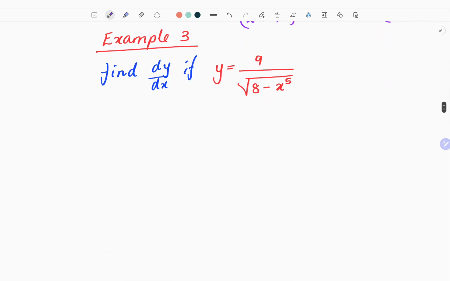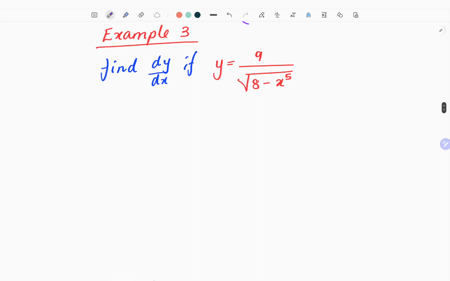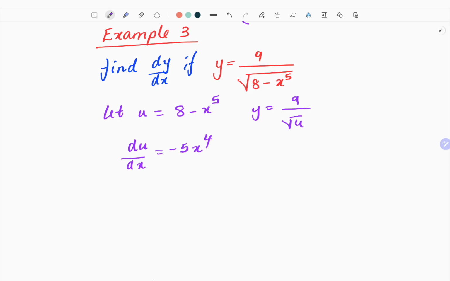Then moving on to the next example. Find dy/dx if y is equal to 9 over the square root of (8 minus x to the power 5). Again, let u be equal to 8 minus x to the power 5, and y will be equal to 9 over the square root of u. Then you differentiate your u with respect to x. du/dx will be equal to the derivative of 8, which is 0, then that becomes negative 5x to the power 4.